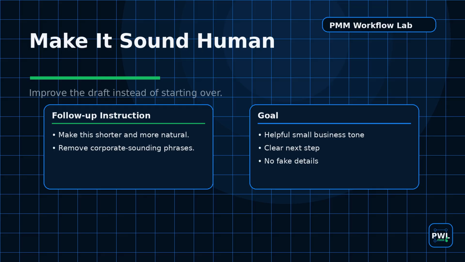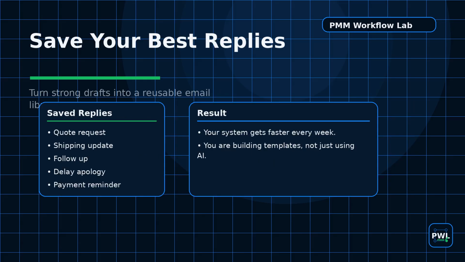Now let's test a harder one, a delay apology. This is where a reusable prompt helps because you do not want to write emotional or unclear replies when there is a problem. The customer's order is delayed because a replacement material had to be ordered. The new material arrives Thursday. The updated ship date is Friday.